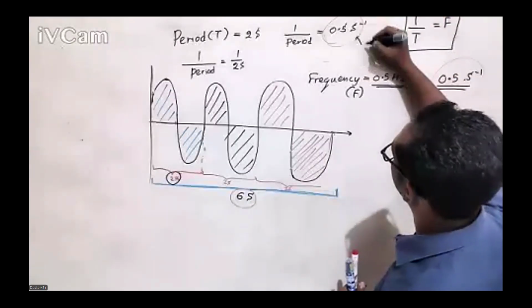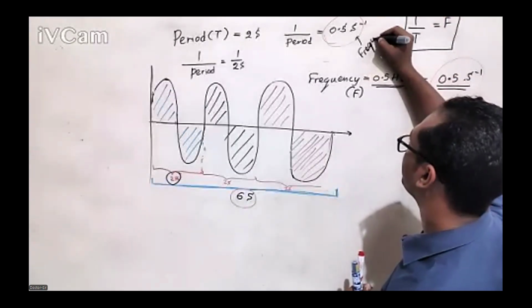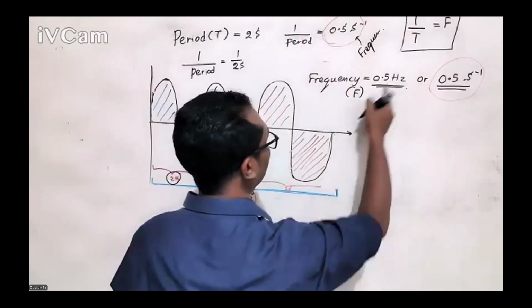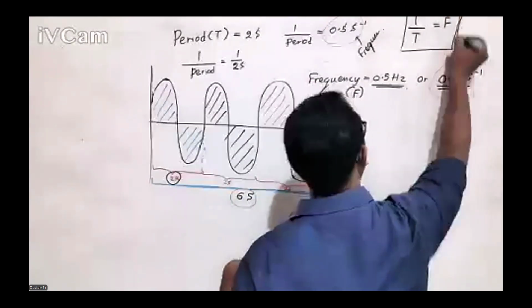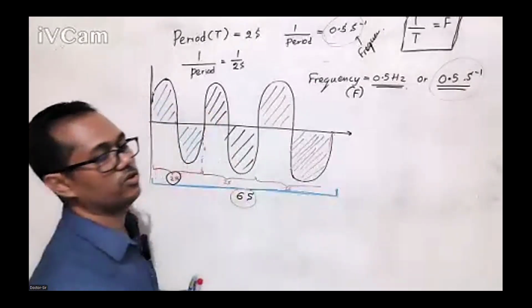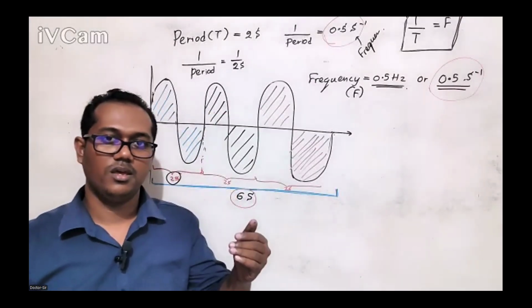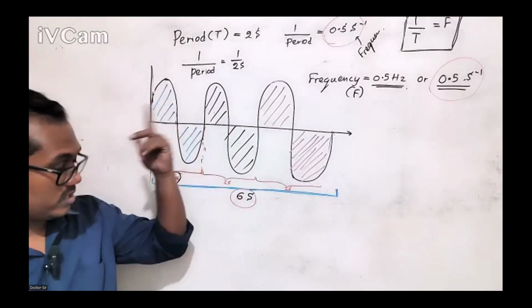Okay, this is the frequency. This is given as a frequency. So 1 divided by period, 1 divided by T. Write down this formula in your frequency spaces or both spaces.